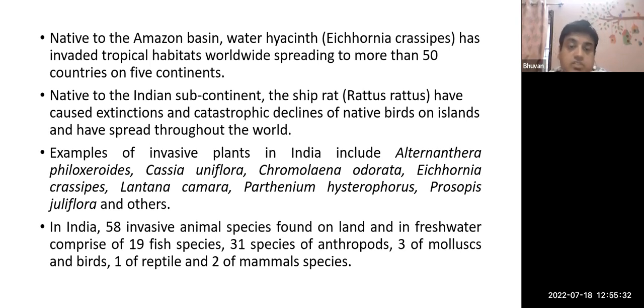If we talk about the invasive animal species in India, 58 invasive animal species have been reported. In recent times, the ZSI, that is the Zoological Survey of India, has released this list. We generally talk about invasive plants, but invasive animals are least talked about. So even animals can be invasive, and in India, 19 fish species, 31 species of arthropods, 3 of mollusks and birds, 1 of reptiles, and 2 mammalian species are invasive in our country.